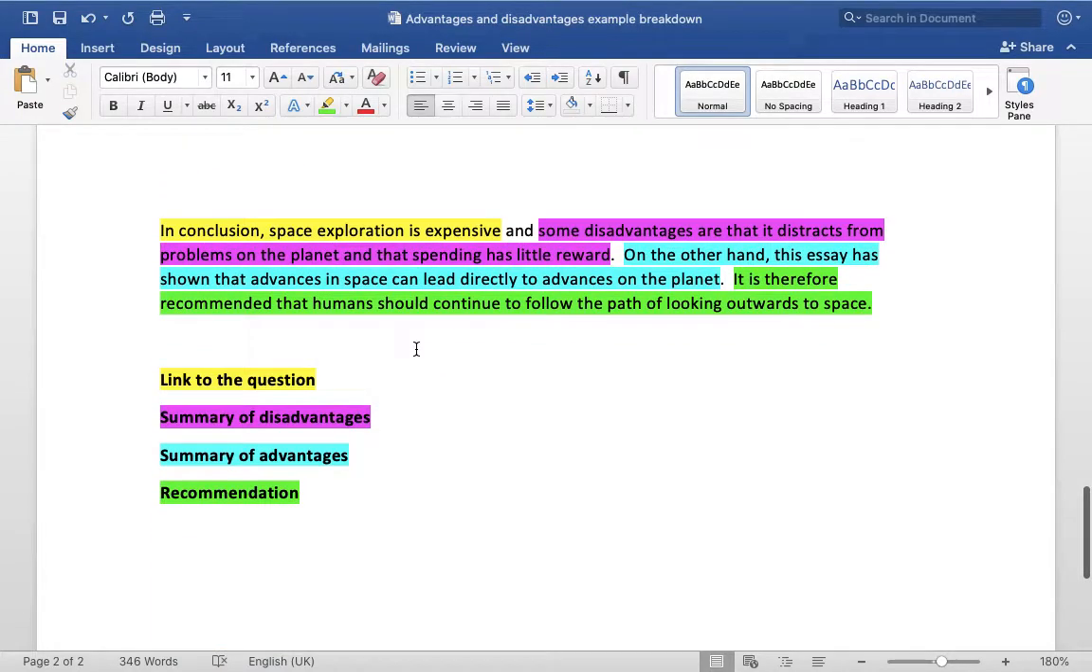Just look at the conclusion. So here we've got a link to the question. In conclusion, space exploration is expensive. Okay, so that's the main topic. We're discussing the advantages and disadvantages of that. So straight away, in my conclusion, I put a link to the question. I have a summary of the disadvantages, a summary of the advantages, and I finished with my recommendation. So as you can see, I'm more in favour. I've taken a position in the end, and I've said I'm more in favour of the advantages of spending money on space travel.